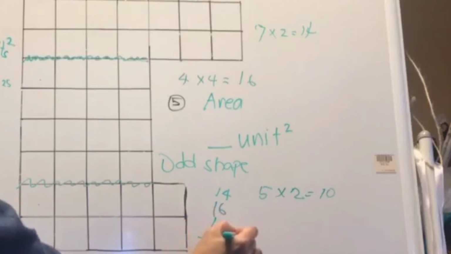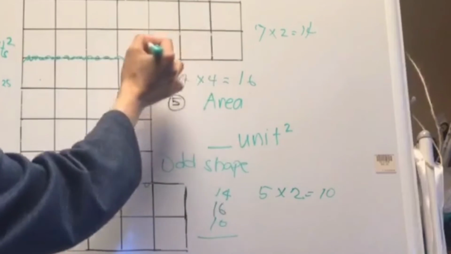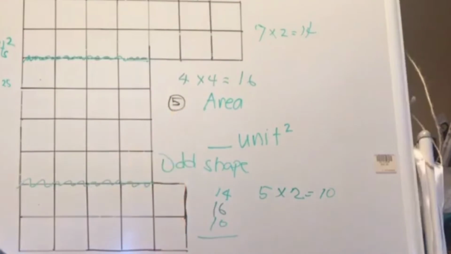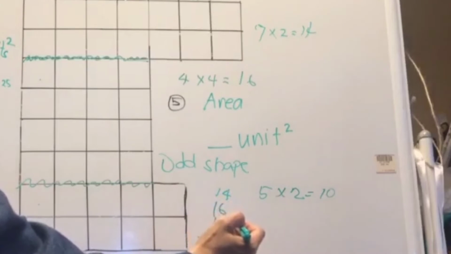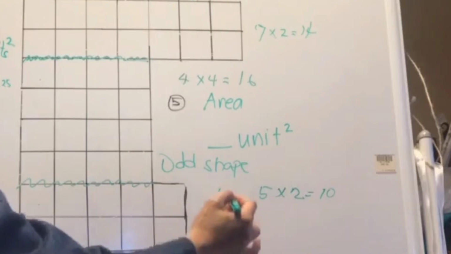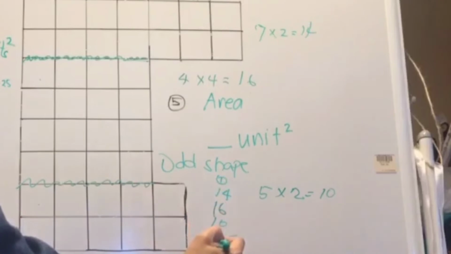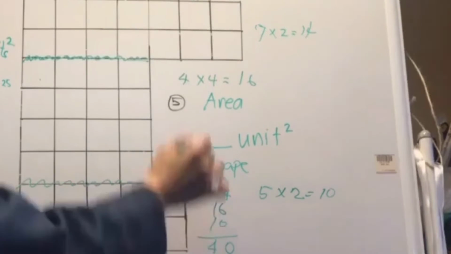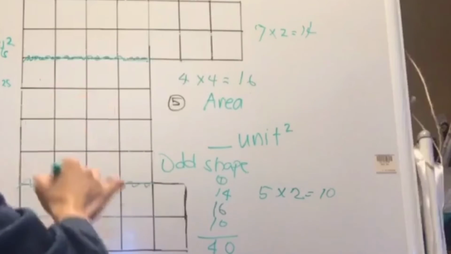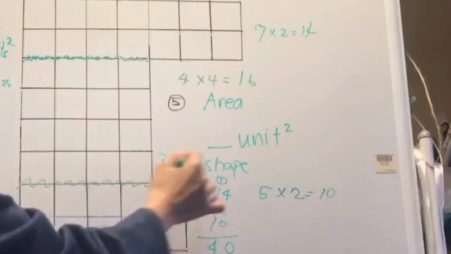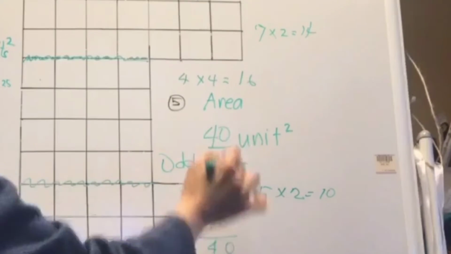So we're going to add these. 14 plus 16 plus 10: 4 plus 6 equals 10. Carry 1. So we have 1, 2, 3, 4. So we get 40 units. This odd shape has 40 square units.